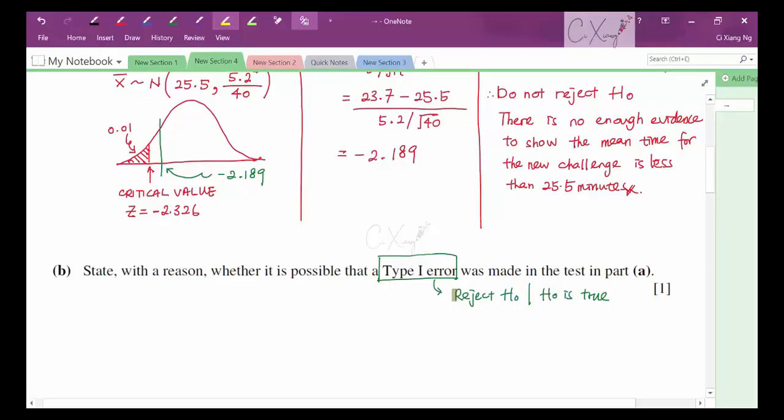For type 1 error, the definition involves rejecting the null hypothesis. But in our test just now, our conclusion is do not reject the null hypothesis. You can see that it is impossible for us to have a type 1 error because our conclusion contradicts the definition of a type 1 error. Therefore, it is impossible for us to make a type 1 error. Why? Because the null hypothesis was not rejected.